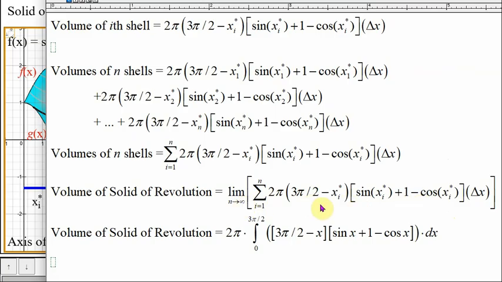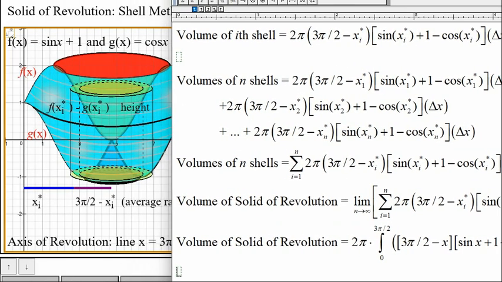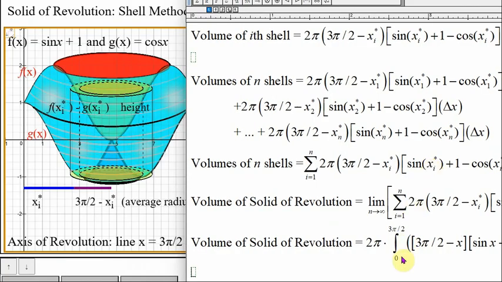And just like before, if this limit exists, we define it as this definite integral: the integral from 0 to 3 pi over 2 of 3 pi over 2 minus x, times sine of x plus 1 minus cosine of x, dx. The upper limit is 3 pi over 2 because that is the axis of revolution. The axis of revolution is the line x equal to 3 pi over 2.